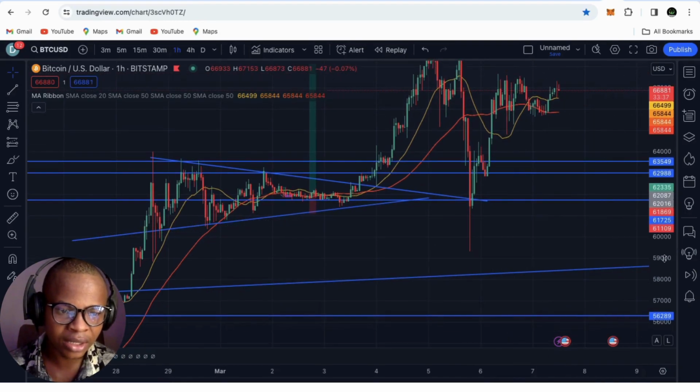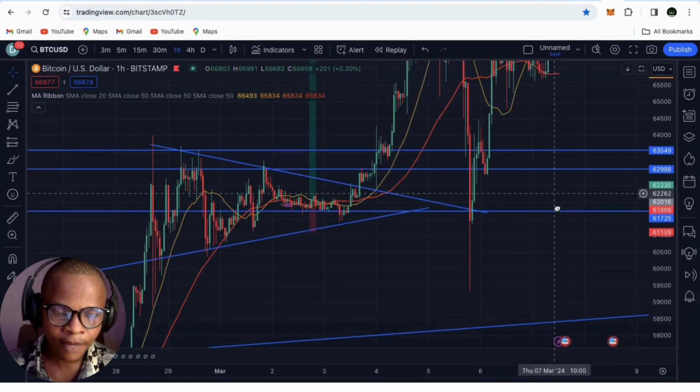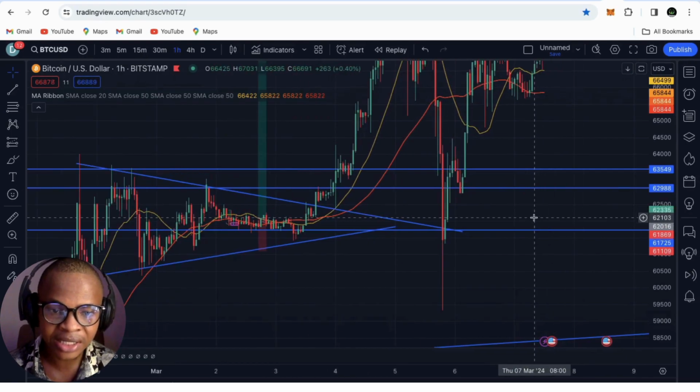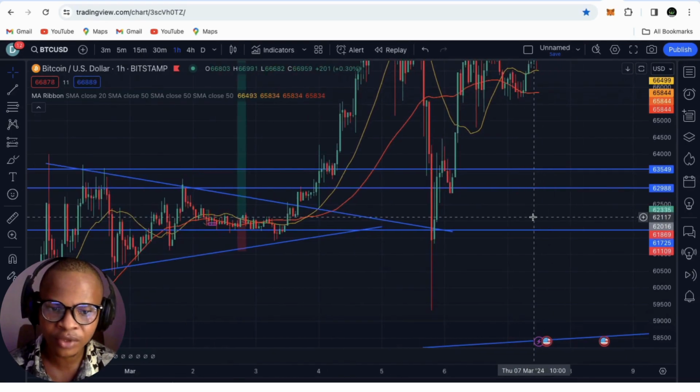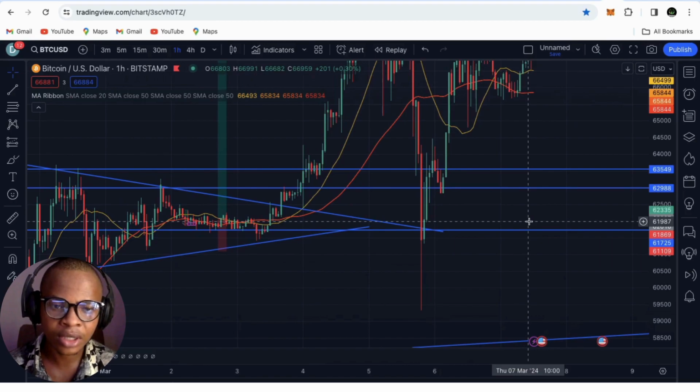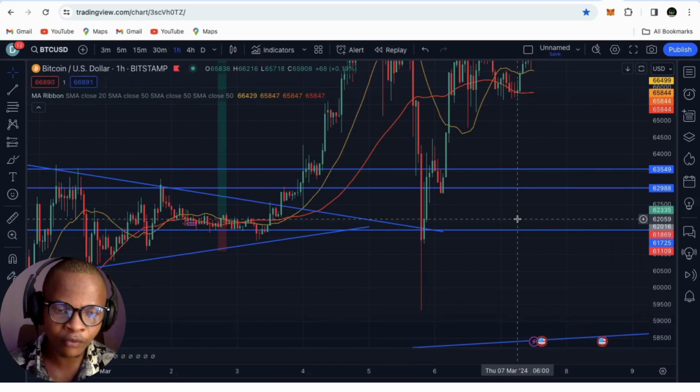Rather, we didn't have a close below. We had a green candle, though the green candle did not give us a close above on the 1 hour time frame.